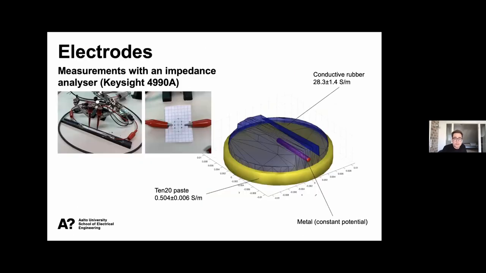And an important difference compared to previous studies was that we used quite small electrodes. So typically in tDCS studies, quite large electrodes, such as 5x5 cm squares or 5x7 cm rectangular electrodes are used. But in this case, we used circular discs, which had a diameter of 2 cm. So it was a rubber disc, which was attached to the head using the electrode paste.